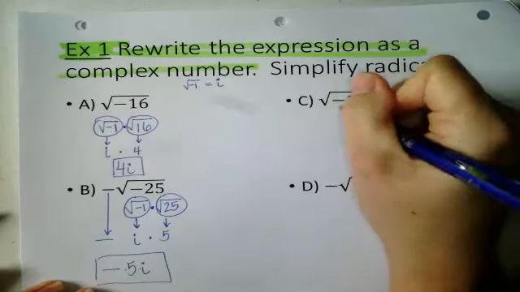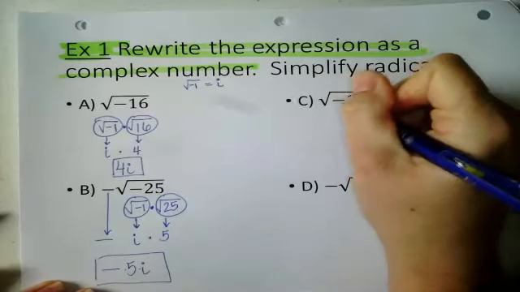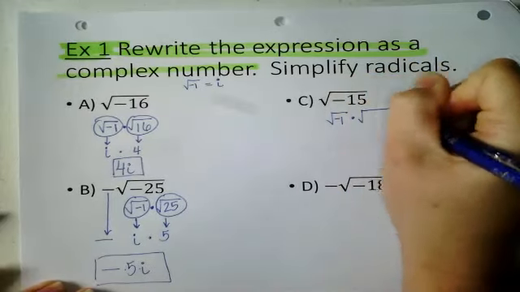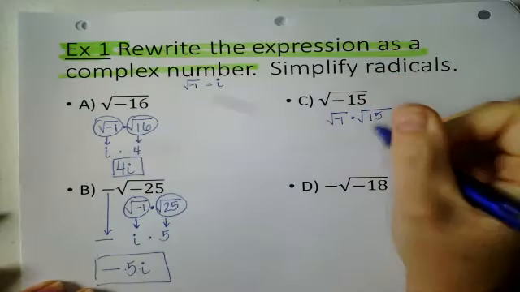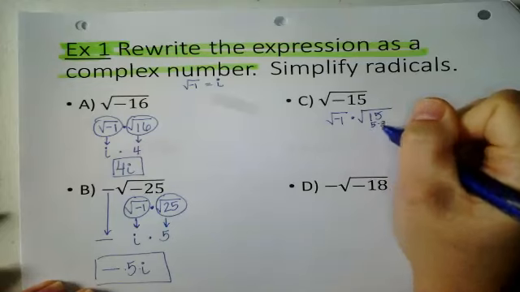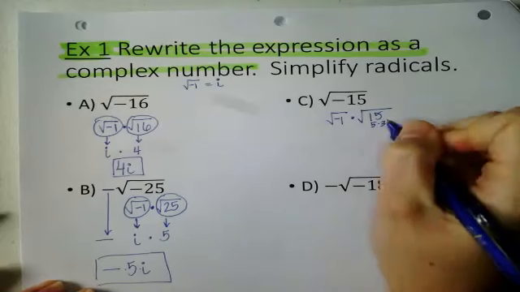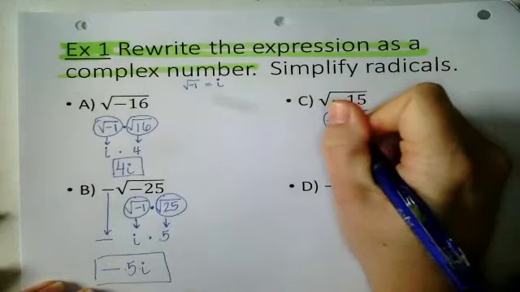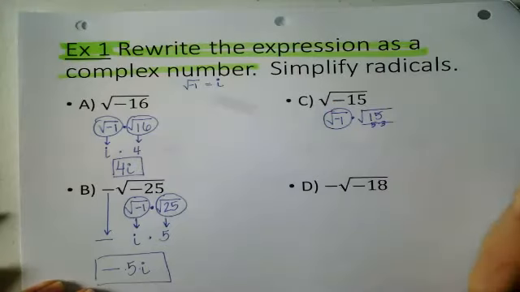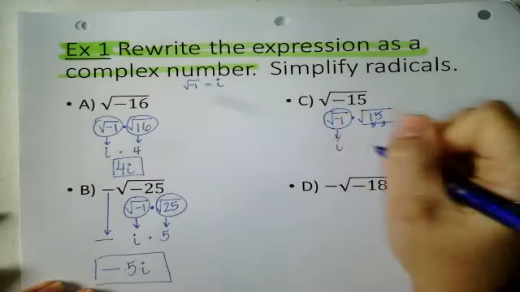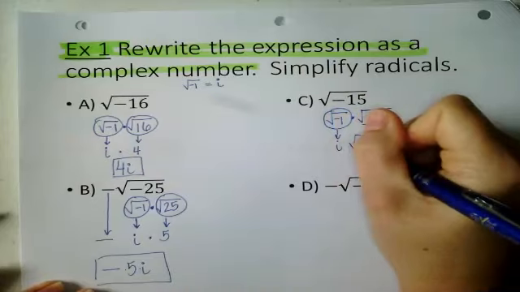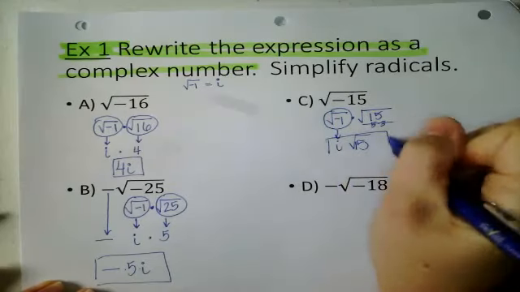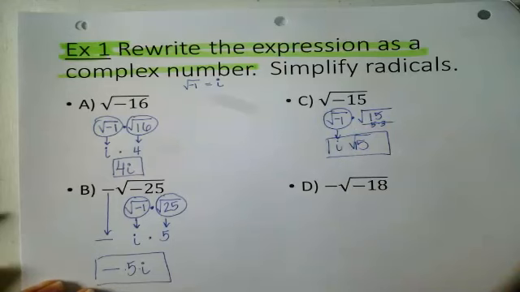All right, let's look at this one. We have the negative there. So that's the square root of -1 times the square root of 15. 15 is 5 times 3. I don't have a perfect square in there, so I can't simplify it. But I can simplify the square root of -1, which is i. And radical 15 is just going to stay under the radical. So we get i radical 15.